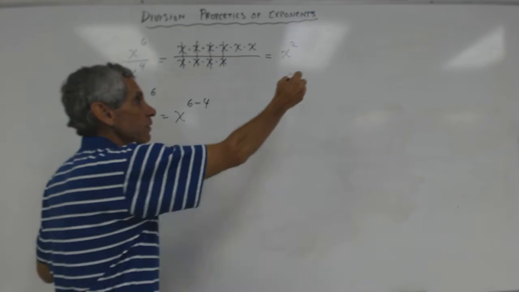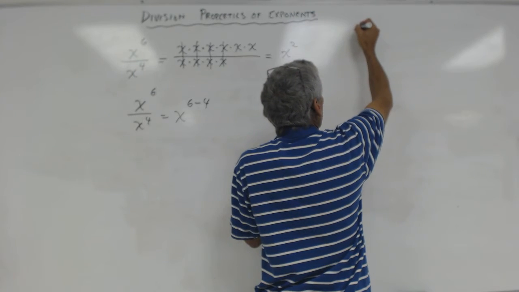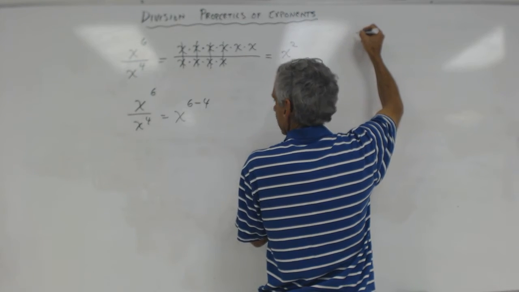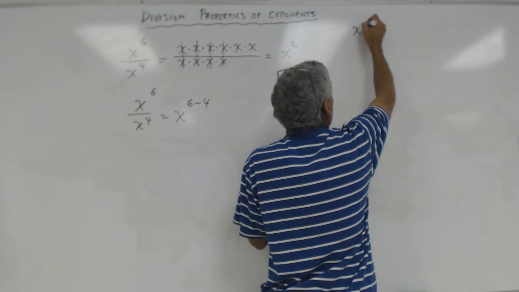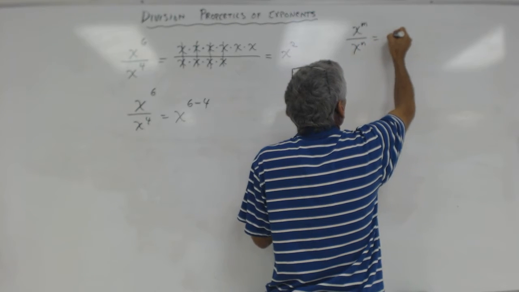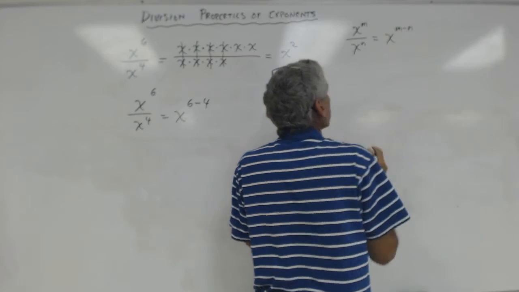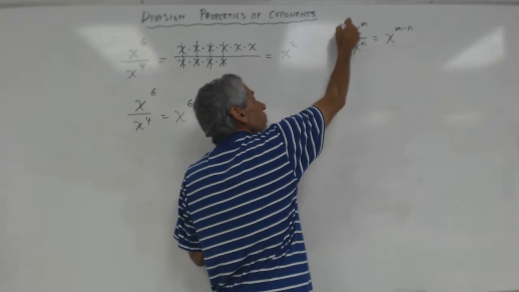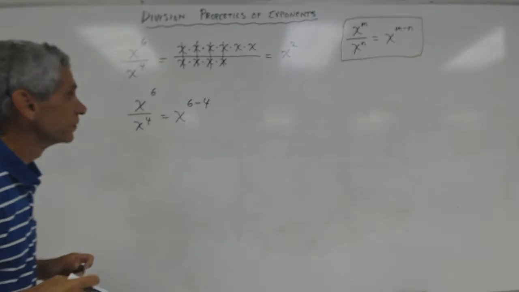Okay? So the actual formula that you will see is this. X to the m over x to the n is equal to x to the m minus n. So that's your formula that we're basically using when we do these.